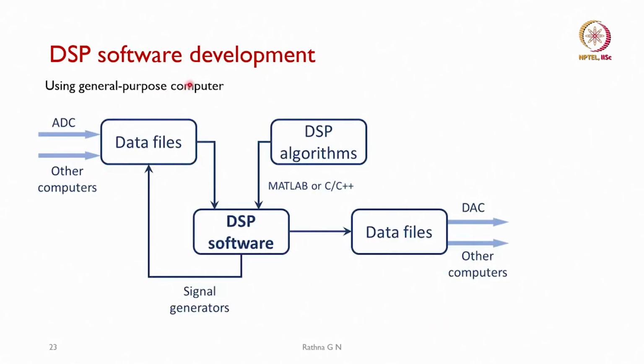In the case of software development, we will be using mostly a general purpose computer. In that case, externally we have to provide the analog to digital converted signal into the system, which we will be storing in data files, or we can take it from other computers if we have the converted data. Then we can run the DSP algorithms using C or C++ or MATLAB, which are the DSP software we can use, and we can generate some signals, and if we want we can store them back in data files. The output of applying the algorithm we can store in data files, and then externally we can use a digital to analog converter to convert it and send it out, or if it has to be given to other computers which have to process it, we can give it to them.